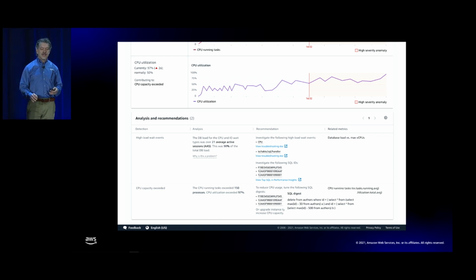In addition, there's a second finding, that CPU capacity has been exceeded. It's more evidence that we're having a CPU-related issue. Based on CPU utilization here of 97% and a CPU run queue of 150 processes, which is pretty high.